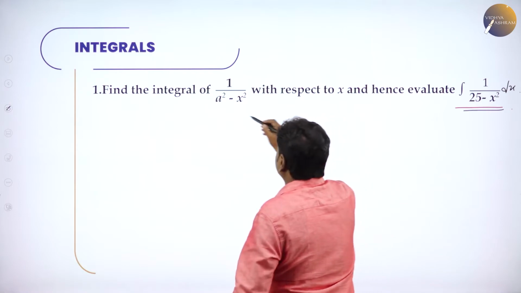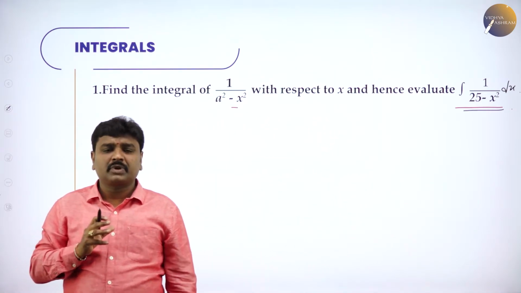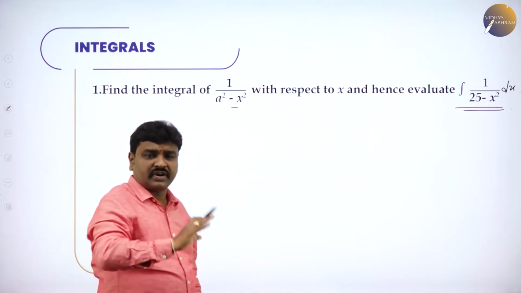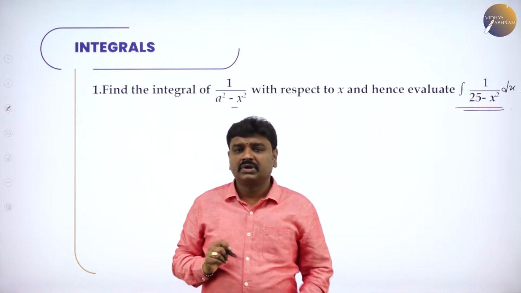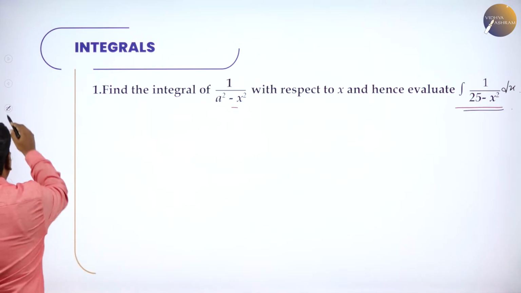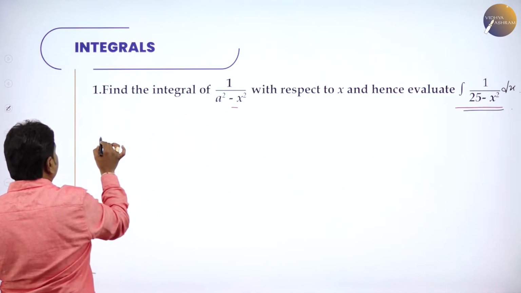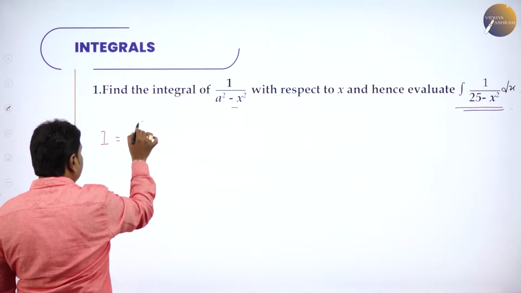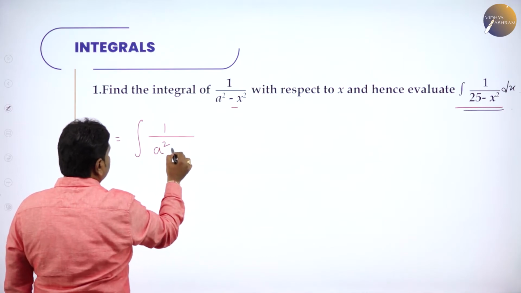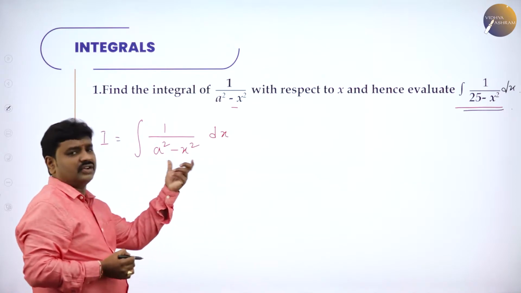But first you should derive this. In order to derive this, we'll do it by partial fraction method. And there are 2 methods. One is partial fraction method. So I'll teach you partial fraction method so that we can factorize and get the answer. I'll take the given problem as I is equal to integral of 1 divided by a square minus x square with respect to x, that is dx. They want you to find the value of this.